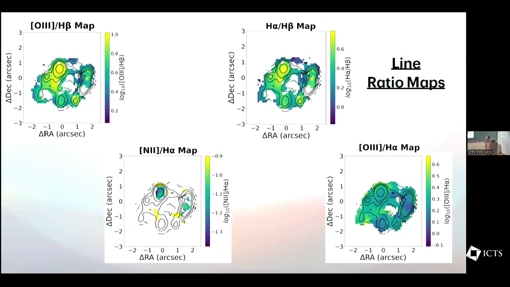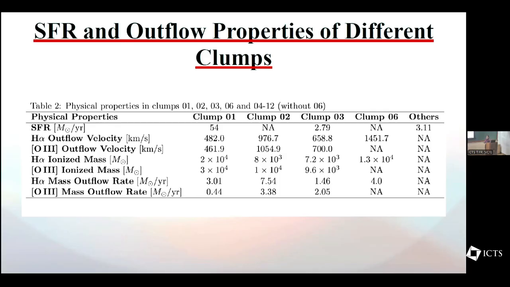These line ratio maps tell us which emission line dominates in which part of the galaxy. All this analysis helps us to estimate the outflow properties and the SFR. So we could estimate the SFR, the H alpha and O3 outflow velocity, outflow rate, mass outflow rate, and also the ionized mass. So these are the clump properties we have estimated using all the analysis.